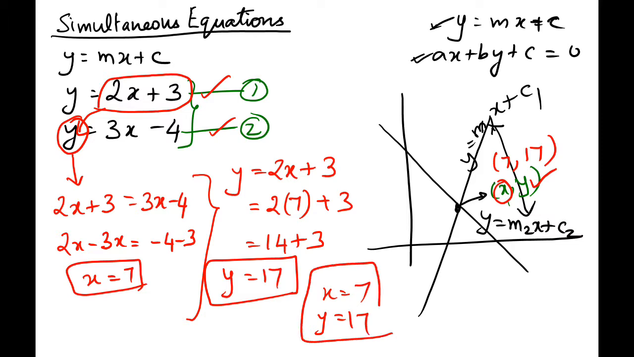All the solutions for two simultaneous equations will be in terms of x is equal to something and y equal to something. So in this case, we have solved the simultaneous equations when both of them are in the form of y equal to mx plus c.